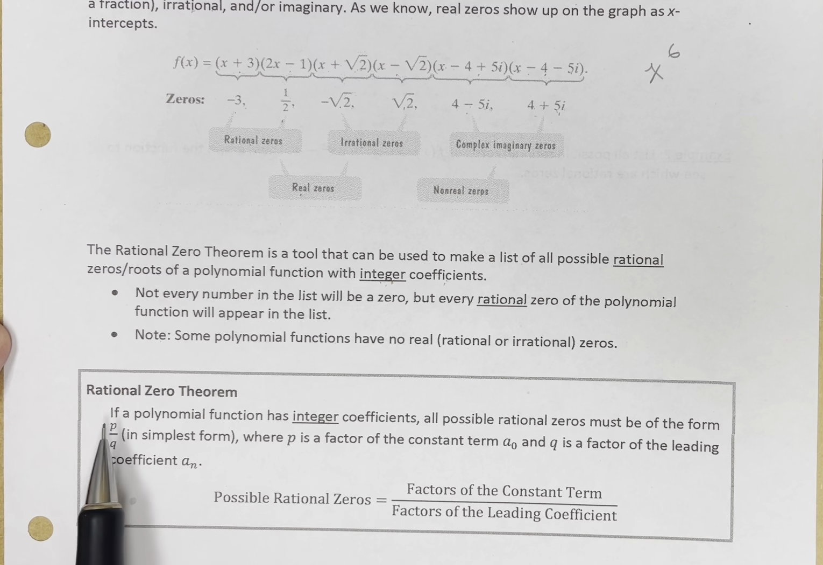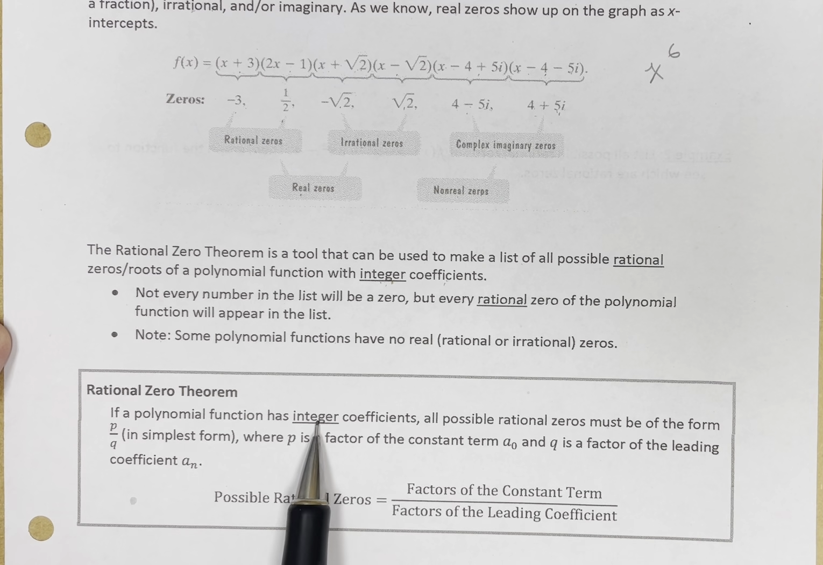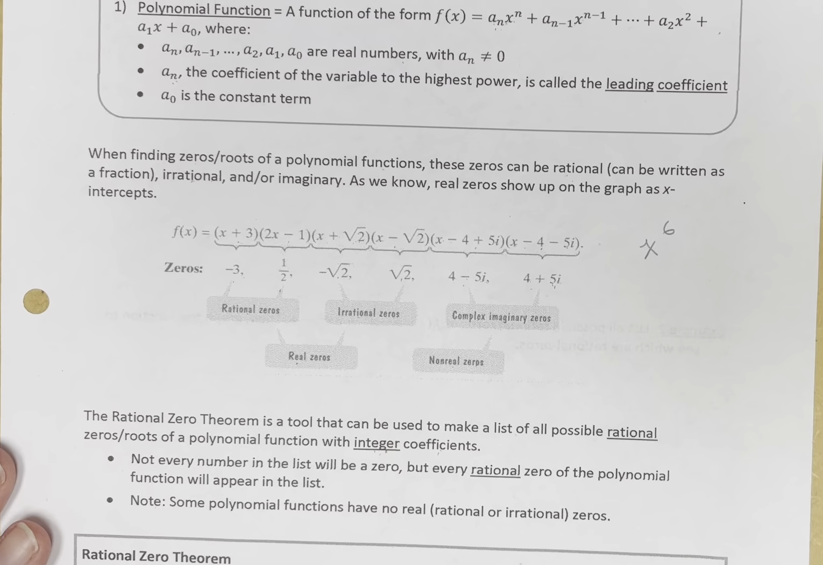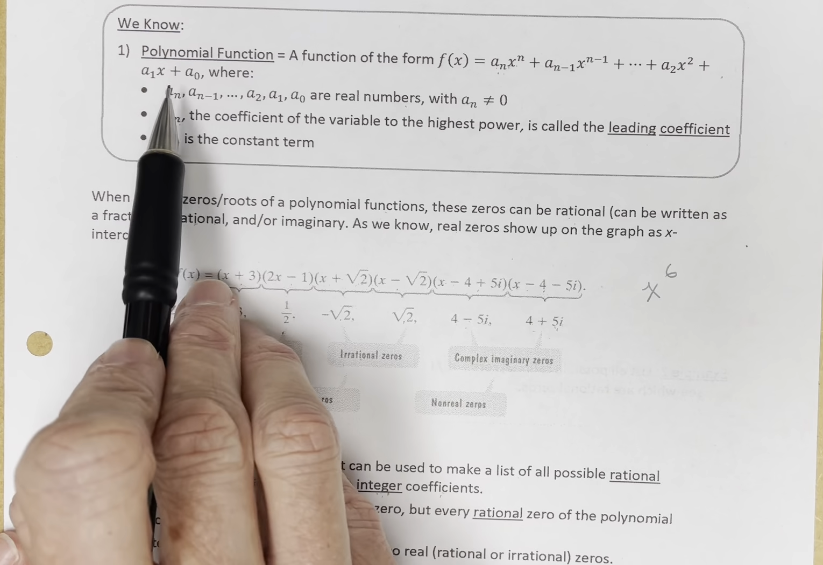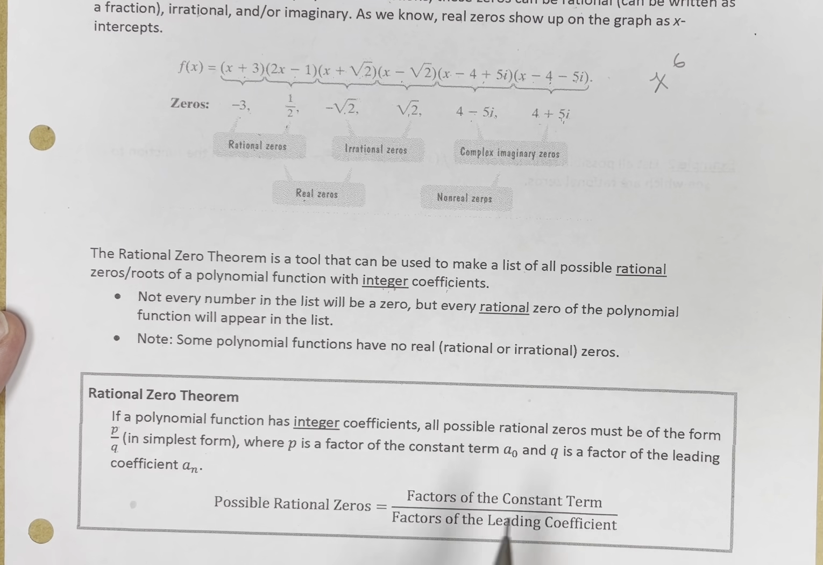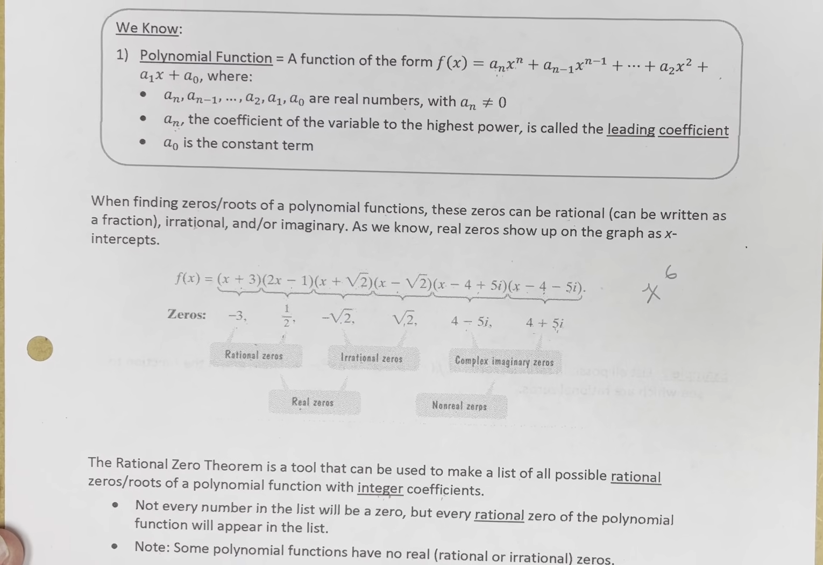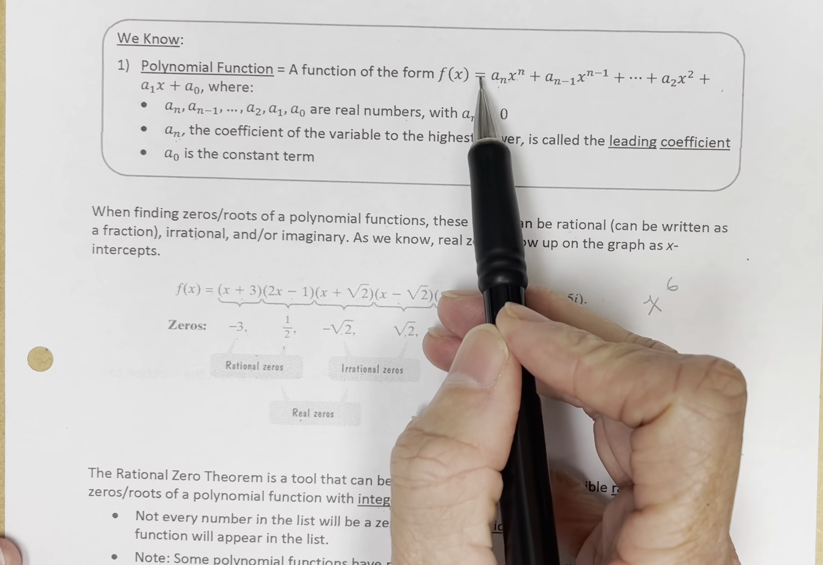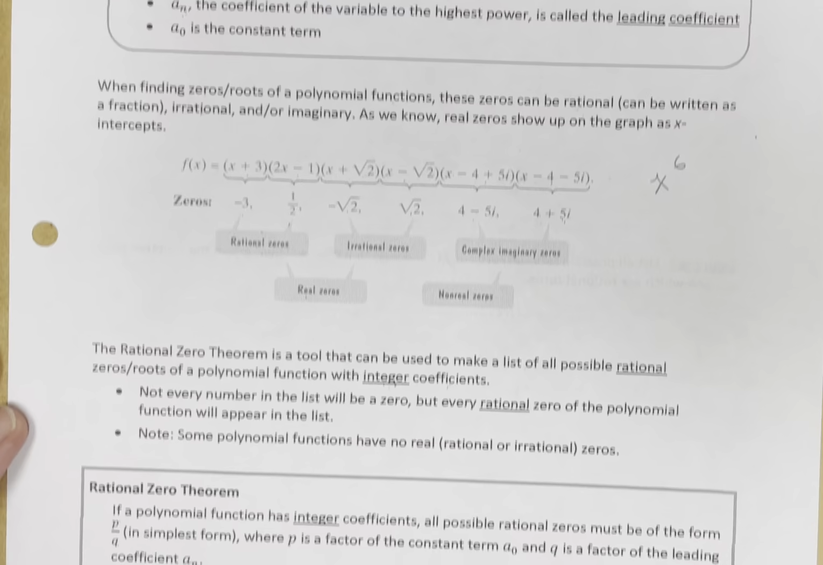And how is it done? If P is a polynomial function with integer coefficients, all possible rational zeros must be of the form p over q simplified, where p is a factor of the constant term. Okay, let's go up here. p is a factor of this term, the final constant term. Go back down. And q is a factor of the leading coefficient. Go back up here. Okay, here's our leading coefficient. q is a factor of the leading coefficient.